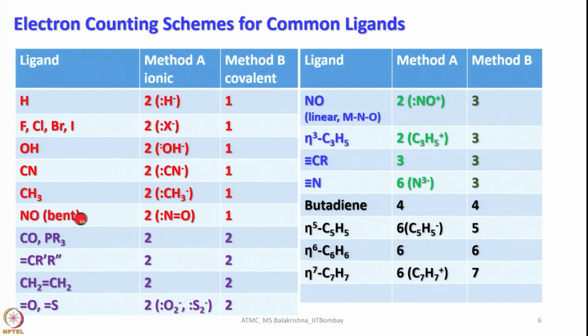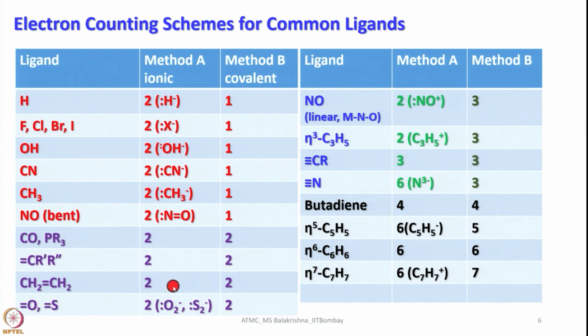In case of NO, if it is bent, it is a 1 electron donor, but in the ionic method it is also a 2 electron donor. And carbon monoxide and tertiary phosphines, whether you consider the ionic method or covalent method, are 2 electron donors. And then ethylene, olefins, they are 2 electron donors both in the ionic method and covalent method. And with all neutral ligands, irrespective of method A or method B, they are always 2 electron donors. So, if you consider this pi bonding, then they are 2 electron donors.